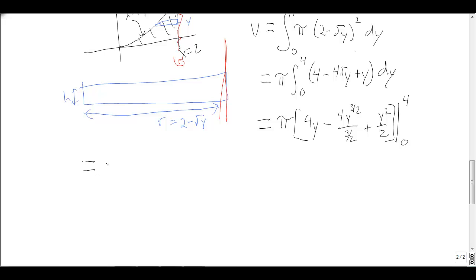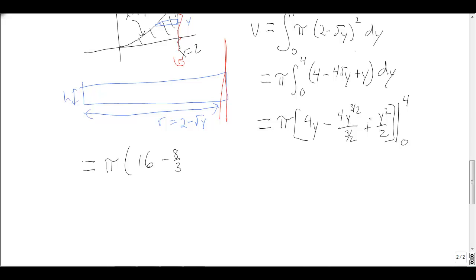So that's going to give us pi times, so we plug in the 4. 4 times 4 is 16. This 4y over 3 halves. Dividing by 3 halves is multiplying by 2/3. So we get a minus 8/3. 2 times 4 giving me the 8.